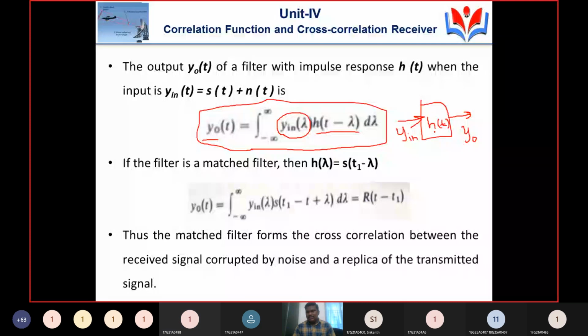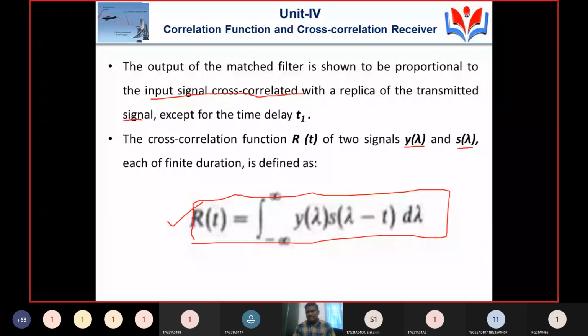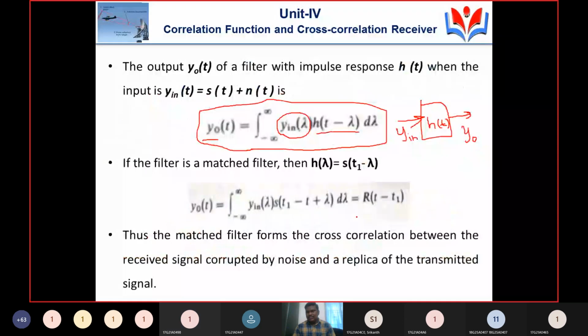If the filter is a matched filter, h of lambda is nothing but s of t1 minus lambda. So what we are doing here is, we have the received signal y input of lambda, and h of t minus lambda is the filter impulse response.